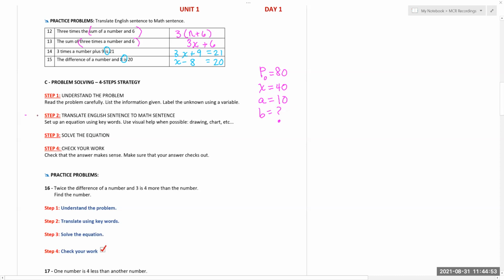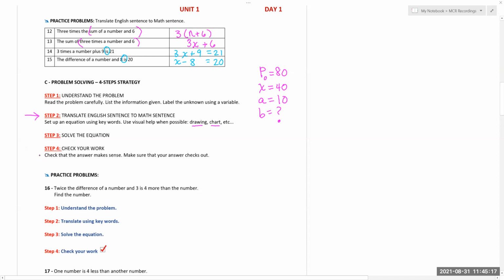Then step 2 is translating the English to math. That's what we were just doing. But within that, you don't necessarily have to always put it in an equation. You might do a drawing or a chart, things like that. Step 3 is solving, whatever method you picked. And step 4 is check your work. That really means, does it make sense?